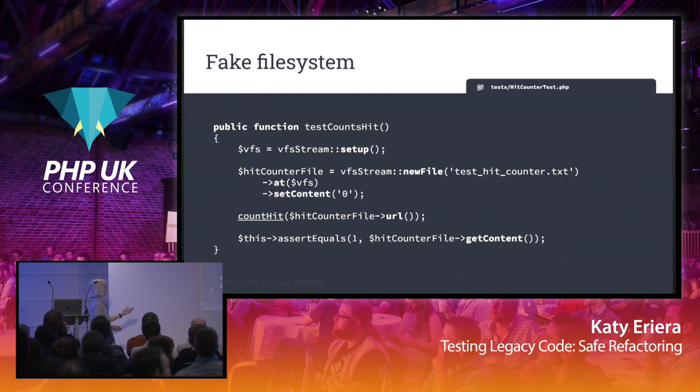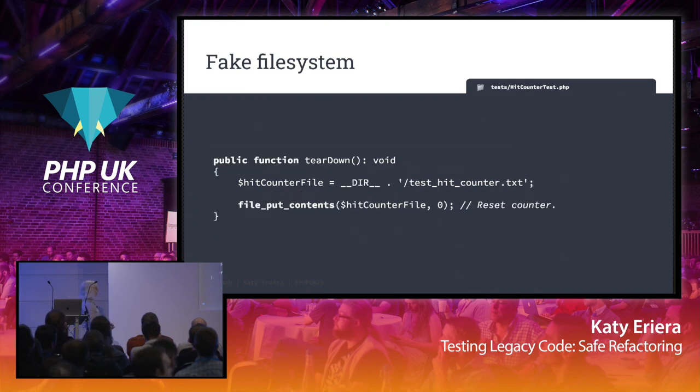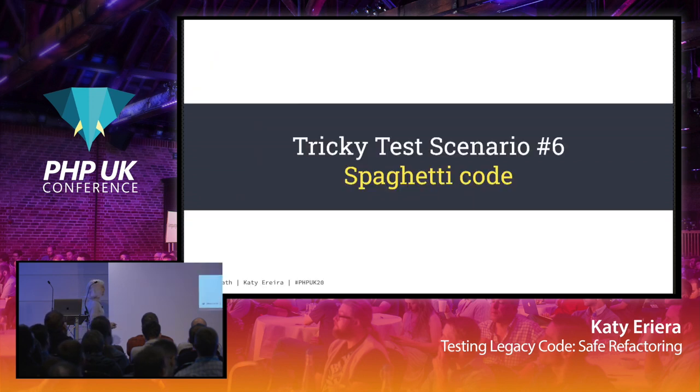And we can always assert that it's going to equal one after we've counted a hit, because it's setting the contents to zero before each test run. So yeah, that's quite handy. We can just get rid of this stuff now. We don't need it. Makes things a bit simpler.